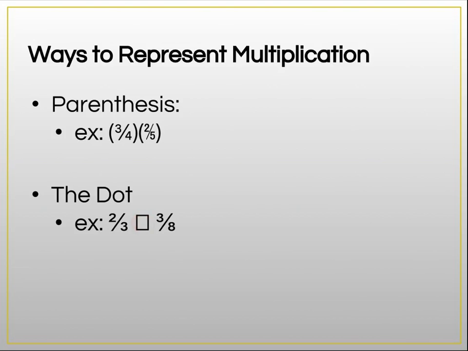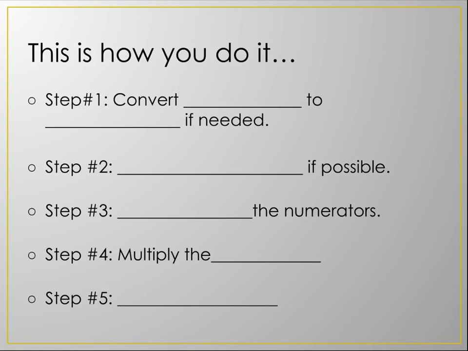And when we talk about just a dot, for some reason in the computer world, it changed this on me, and so it's not making the dot the way that I would want it to be. So instead of that little square, it should simply be a dot, like a little circle, in the center of it. Not sure why it showed up that way, but it did. And so 2/3 with a dot in between and 3/8, that would represent multiplication.